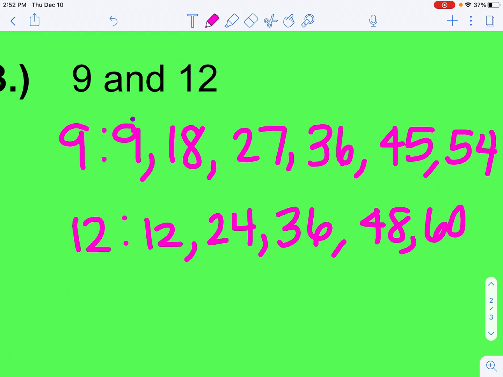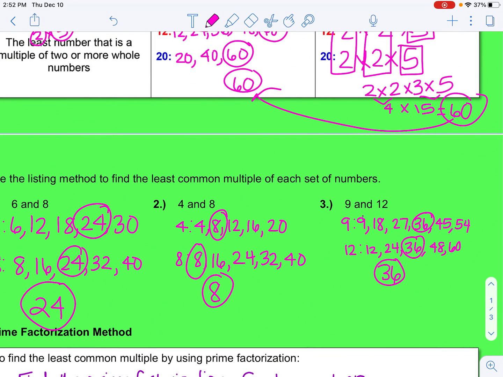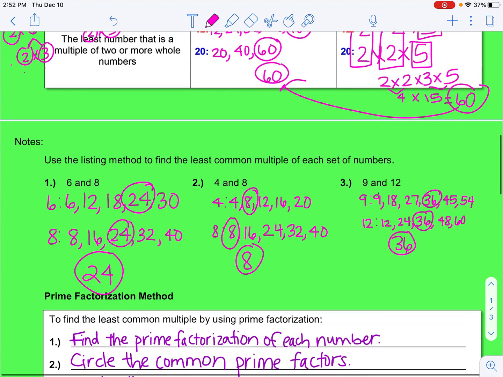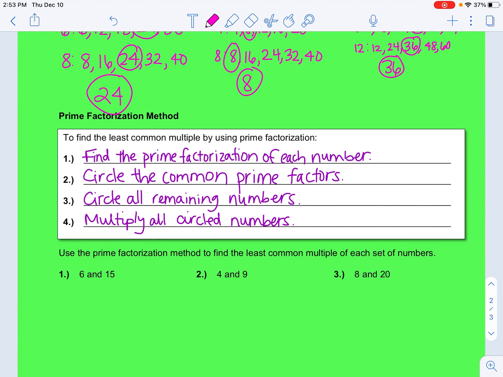Which one do they both share? Yeah, they both share 36. So our common multiple, least common multiple is 36. All right, so that's the listing way. There's another way we could do it. We could also find the prime factorization way.